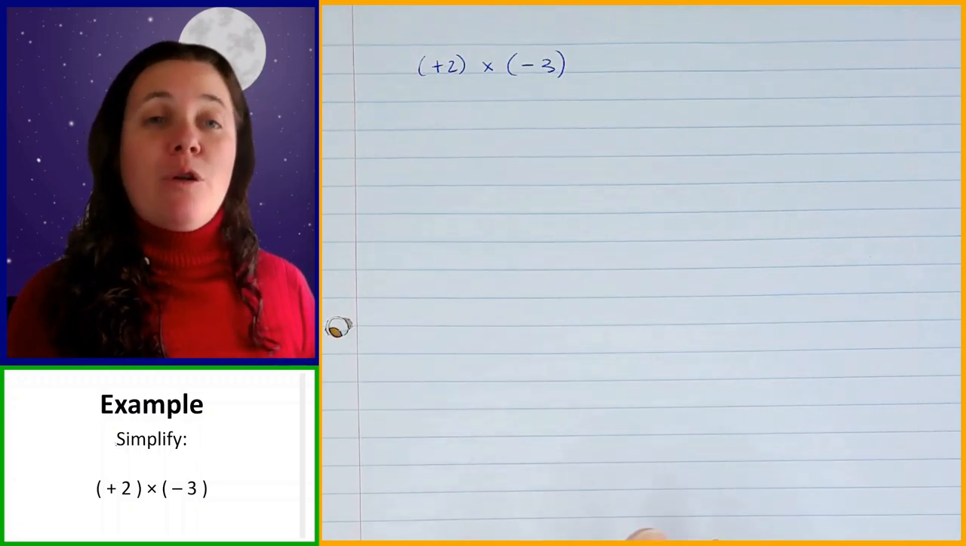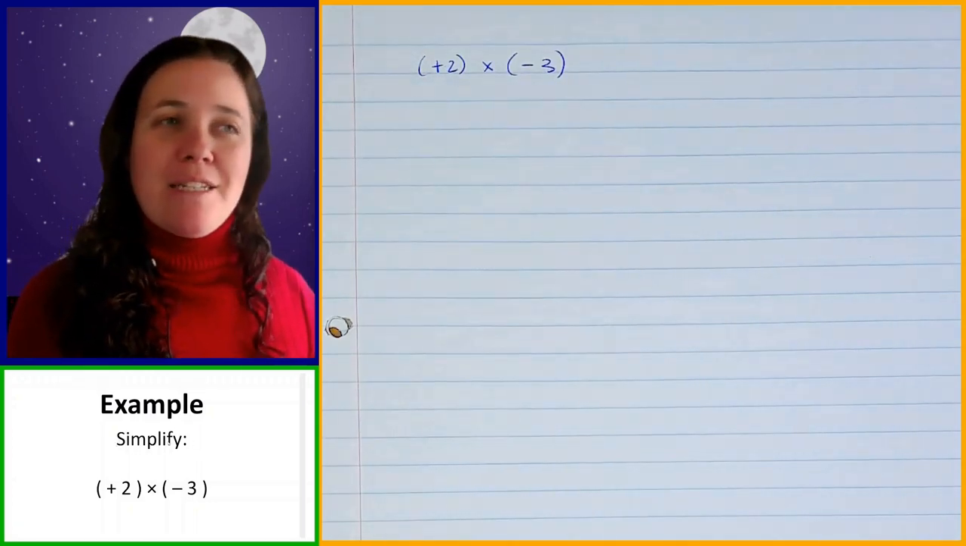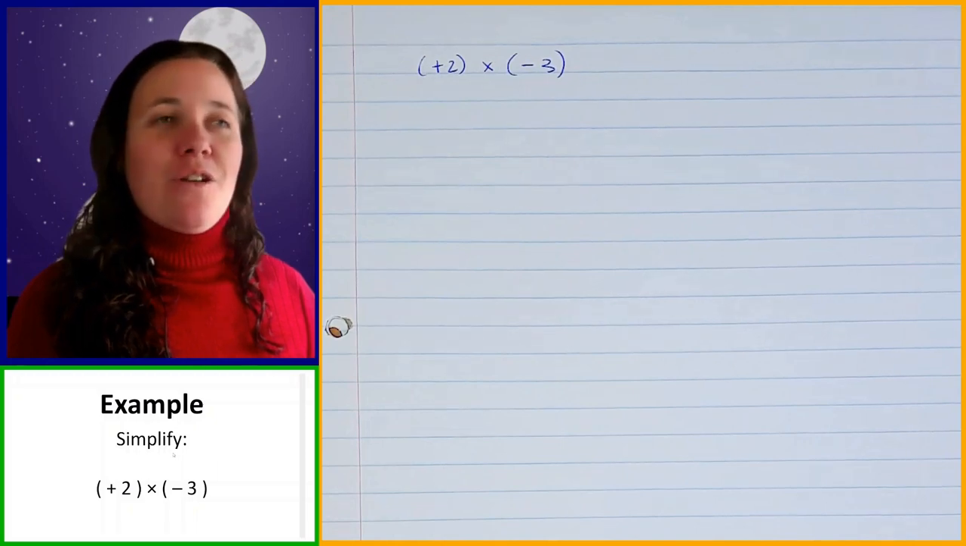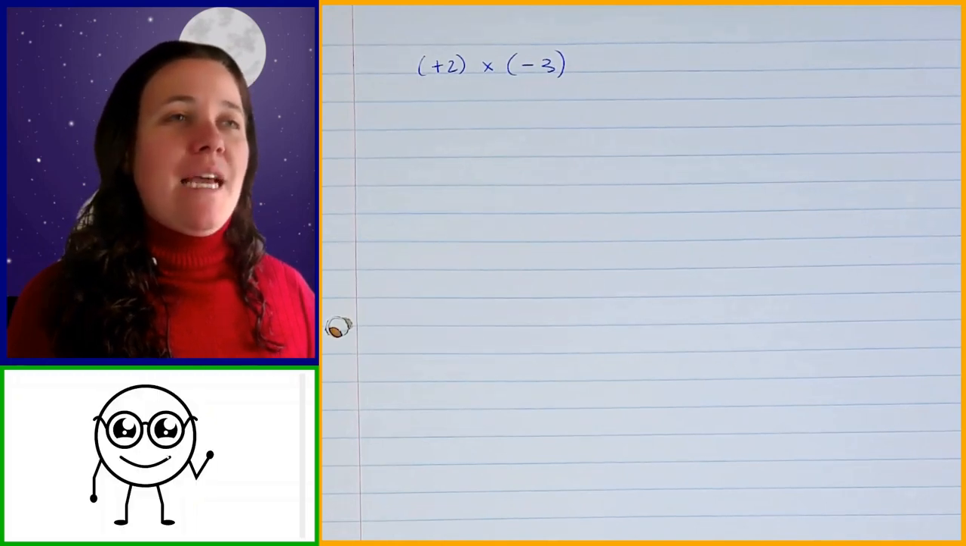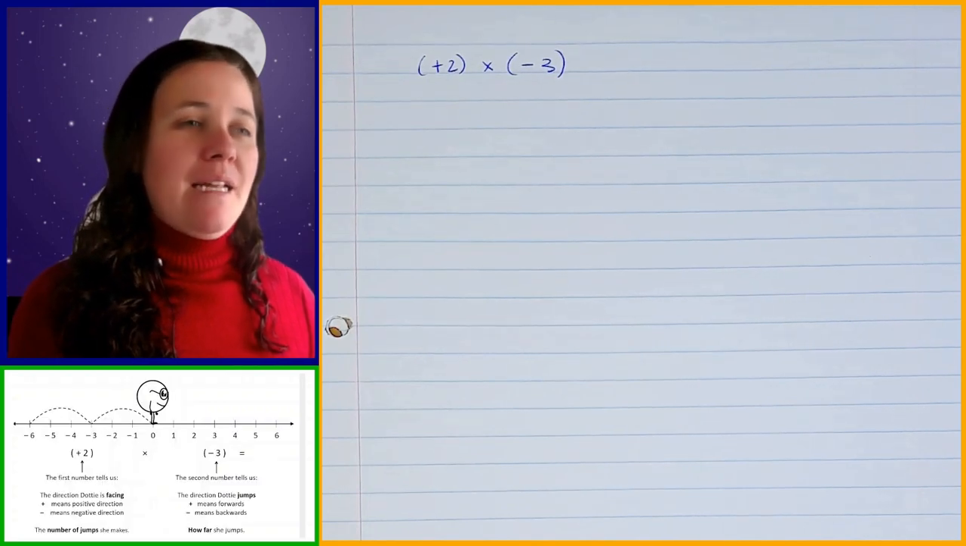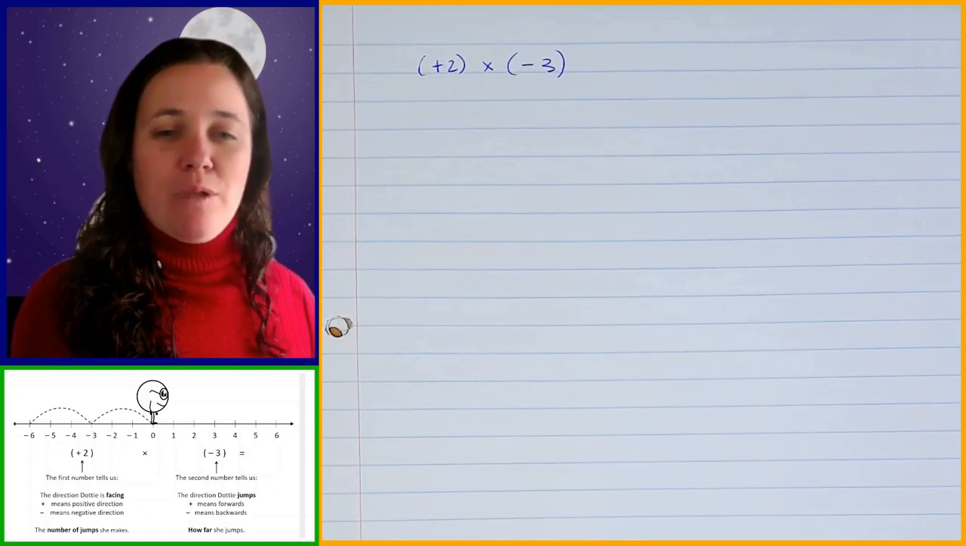it can become a little bit confusing. So Dottie's going to be helping us out again in this lesson, just like she did in the last couple of lessons. So here's Dottie, and she's going to be helping us out on our number line again. So over here, she is on her number line, and let's just make this big so you can see what's happening here.